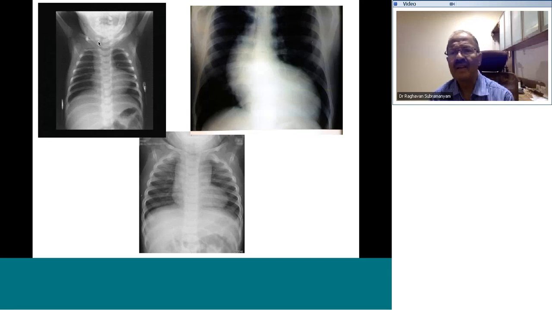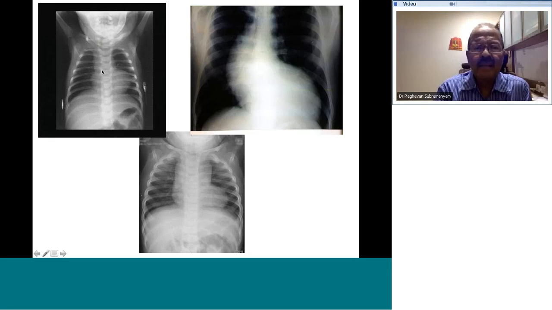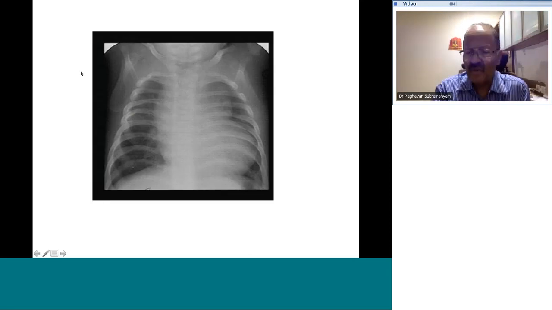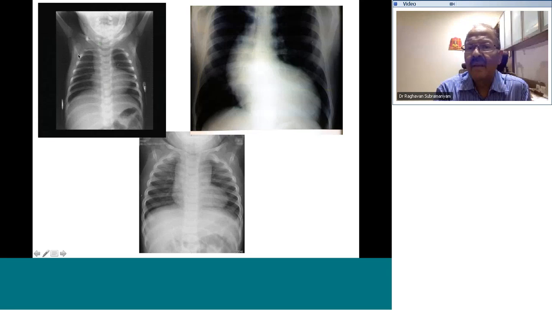Why do you say severe TR due to any cause? I'm talking of the first X-ray on the left side. That's not severe TR. Somebody said tricuspid atresia. Akshara says RV apex, concave pulmonary artery segment. Very good. Yes. That's exactly what he says. This is a typical boot-shaped heart of tetralogy of Fallot.